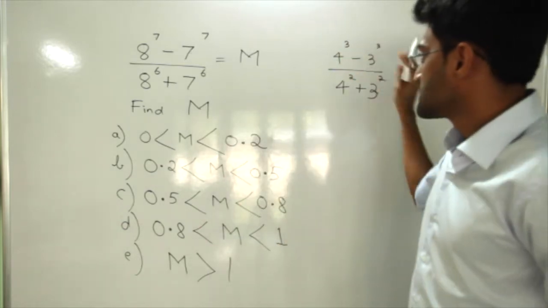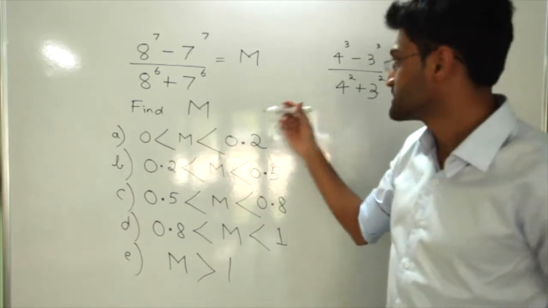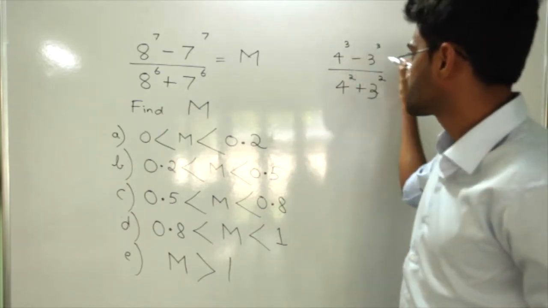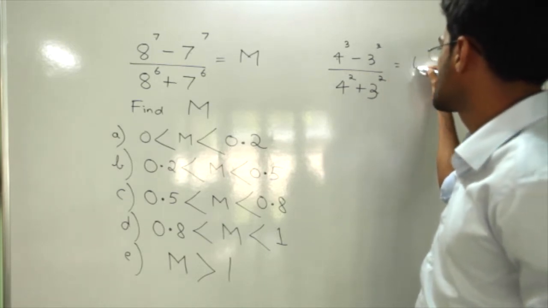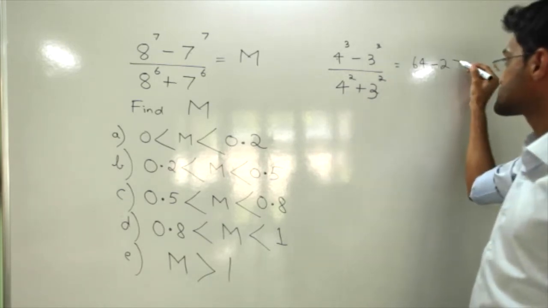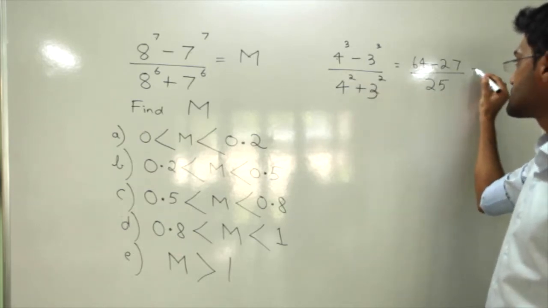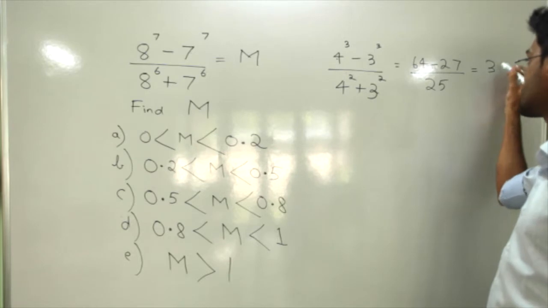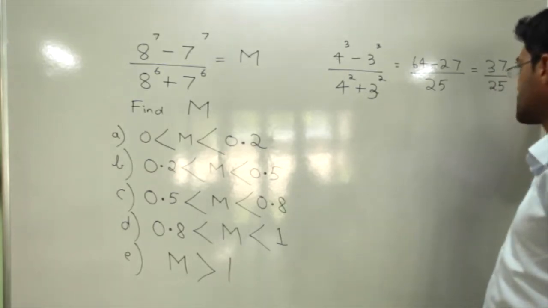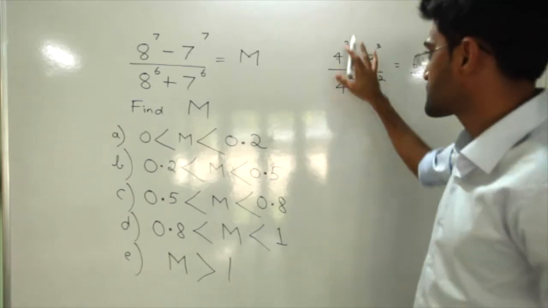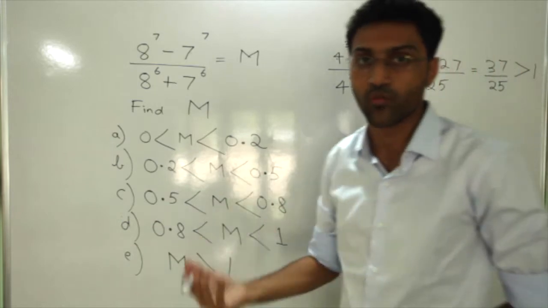What I've written here represents the exact same model but in a smaller thing. So let's see what the value of this is. We know that 4 raised to 3 is 64, while 3 raised to 3 is 27. So we have 64 minus 27 over 16 plus 9, which is 25. This gives us 37 over 25, and quite clearly the value is more than 1. Okay, so we've understood that for this particular set of numbers, the answer is greater than 1.